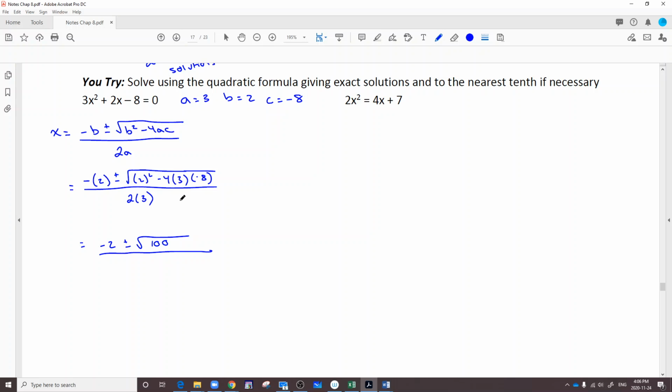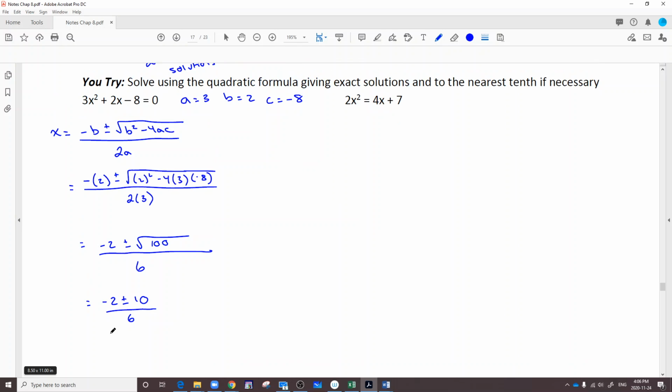Just give it a try and see where you go. And then the denominator, we've got 2 times 3 is 6. So we're left with negative 2 plus or minus 10 over 6. Our discriminant came out as a perfect square greater than 0, so we know that we're going to get two rational solutions.